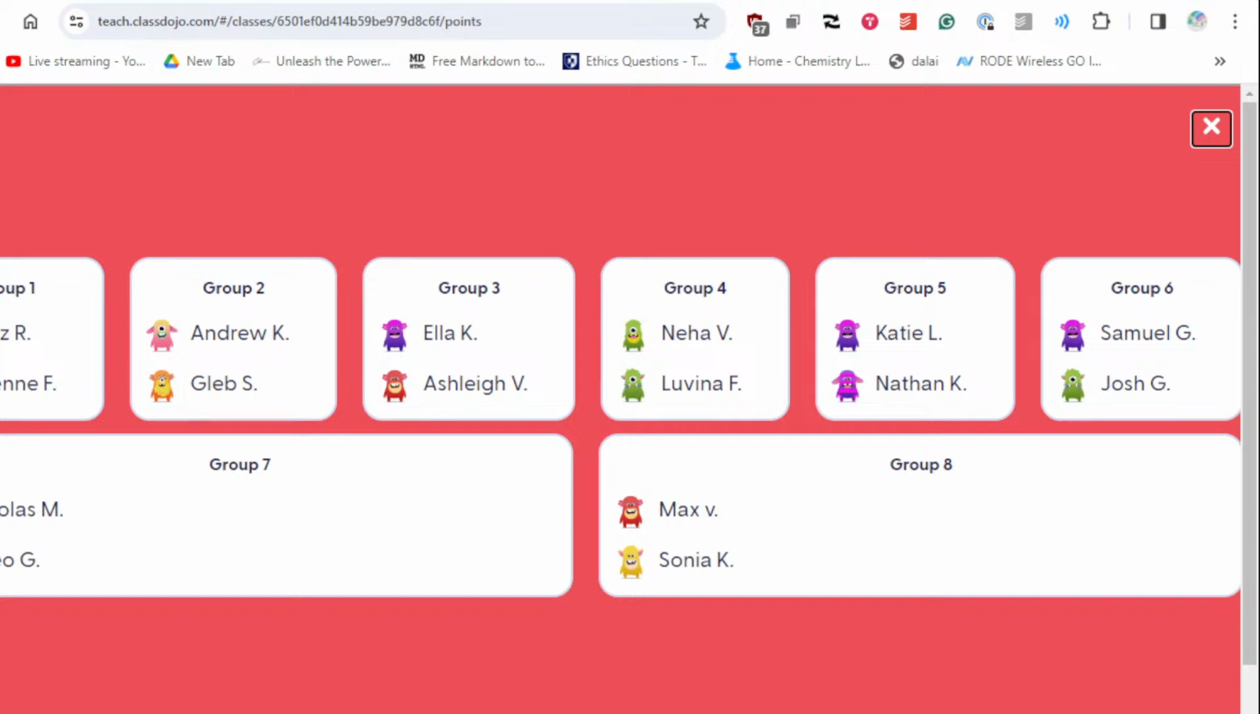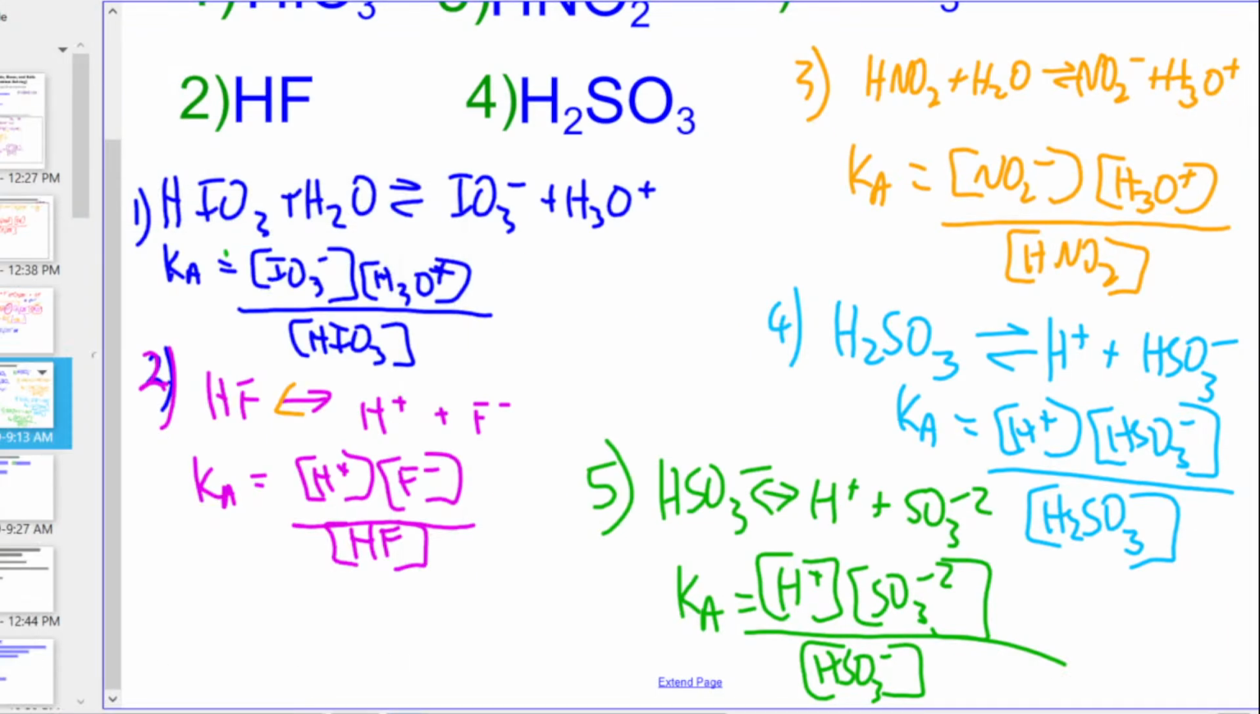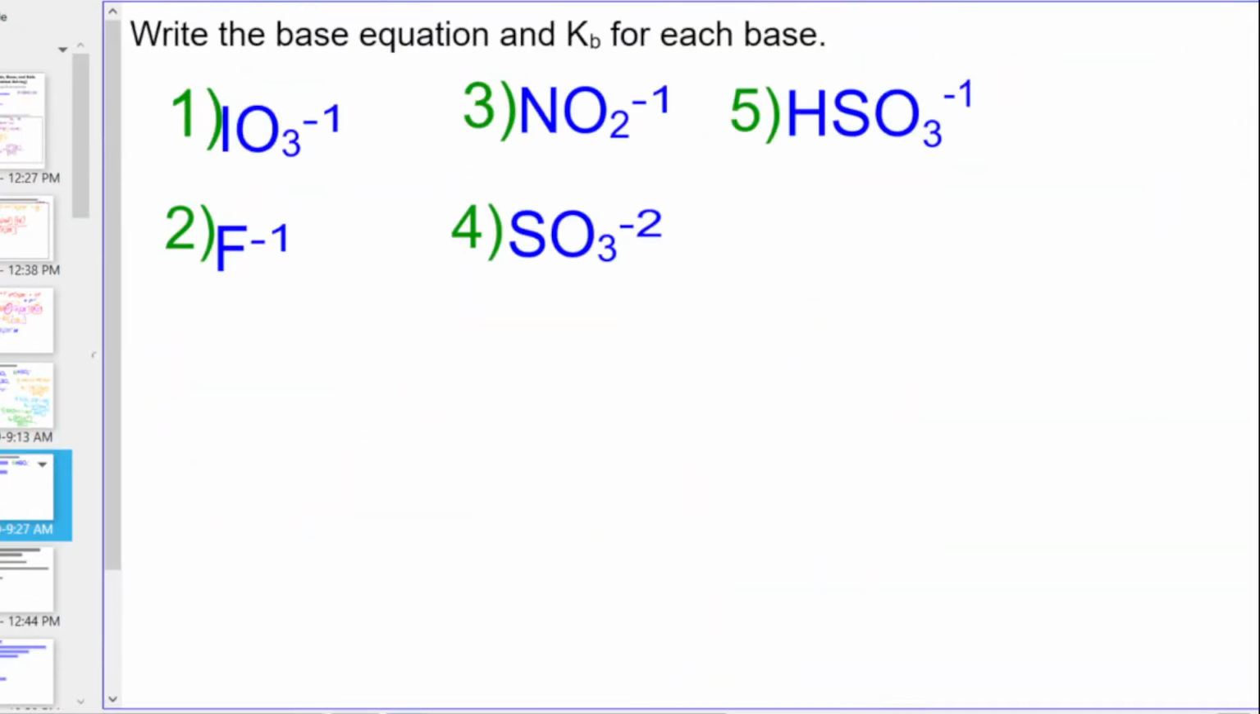What are we doing? It's literally the exact same thing. I know, but we just have to work on that. So yeah, you're doing the KBs. The base equation for each base. What is this first one? It's the exact same as said, you take away the H from the water.